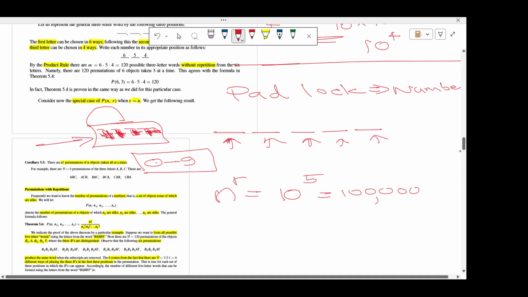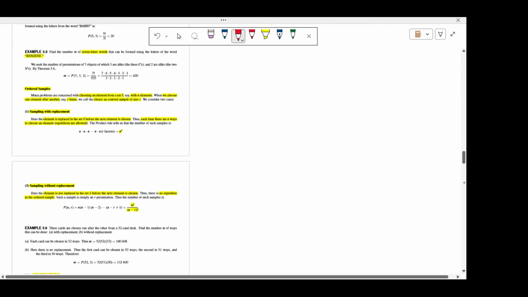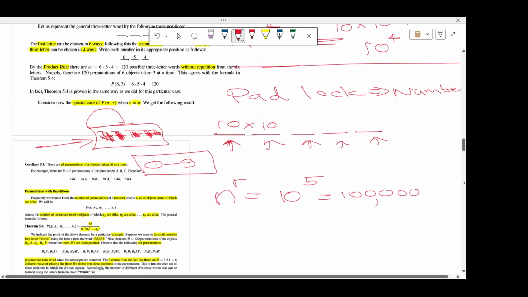here 0 to 9. The first position we can find in 10 ways. The second position we can find in the same 10 ways, because the same digit may be possible again. The first digit is 0, the second digit also 0 is possible, no? Likewise, the third digit, fourth digit, fifth digit, up to all, we have 10 options.